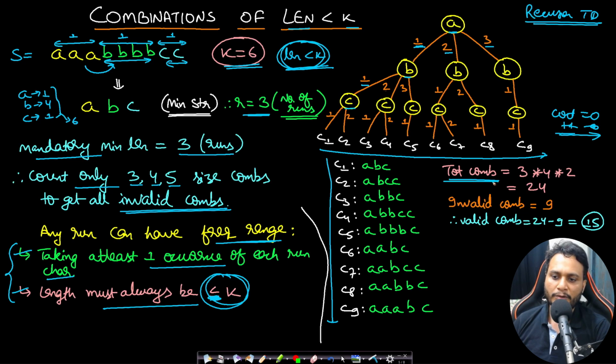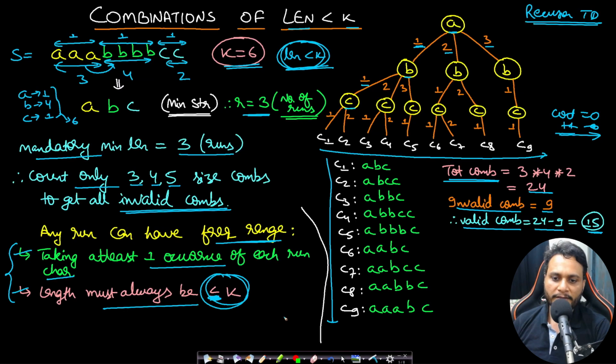What will be the count of total combinations? Run 1 length multiplied by run 2 length multiplied by run 3 length, which will be 3 times 4, 12, times 2, 24. The invalid combinations are 9. So the valid combinations will be total combinations minus invalid, which will be 15. This is how you can apply your idea of solving this problem by recursion.